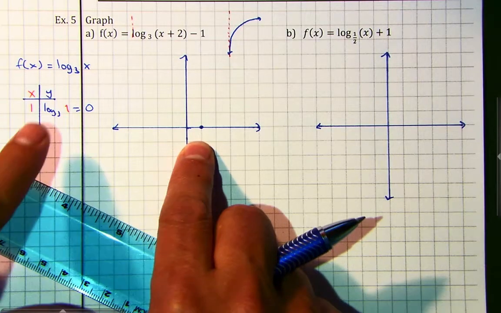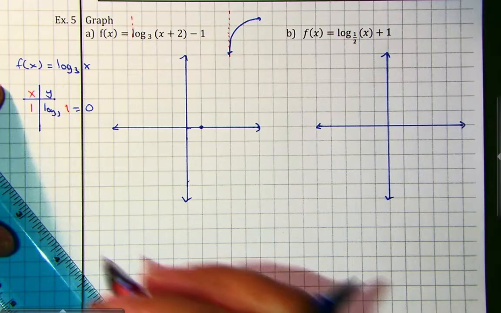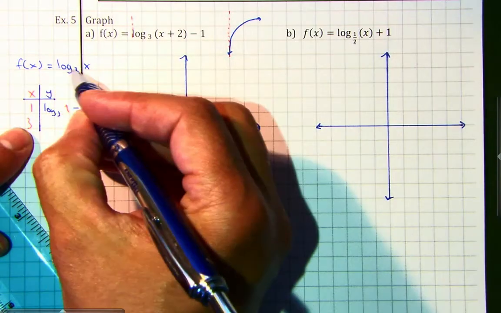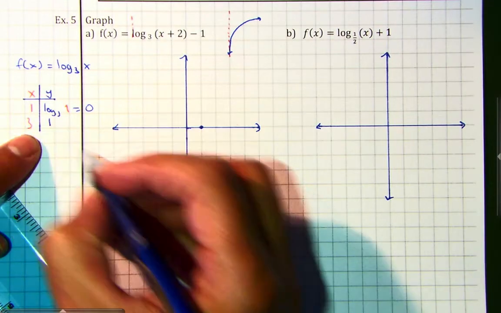Right? Now that is your x-intercept. Now what is the next value that I should plug in? Correct, it's 3. Because log base 3 of 3 gives you 1. So the point is (3, 1).